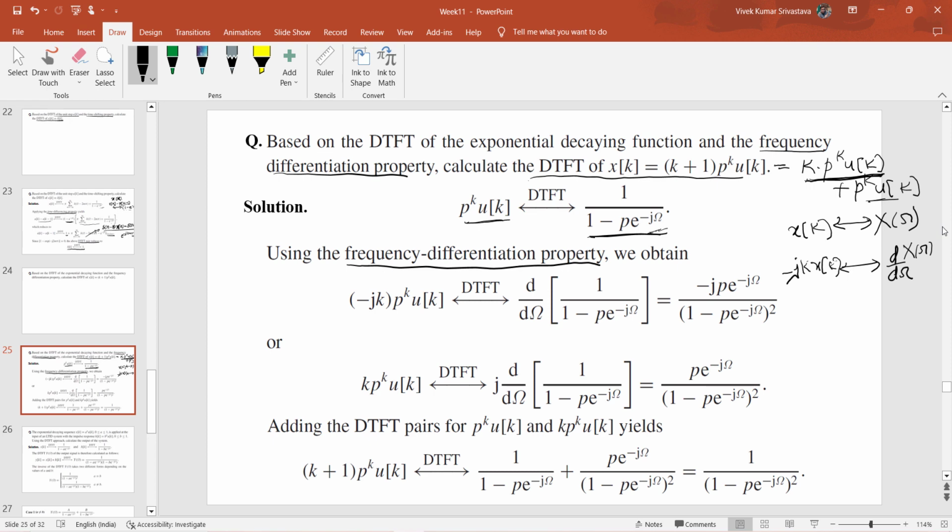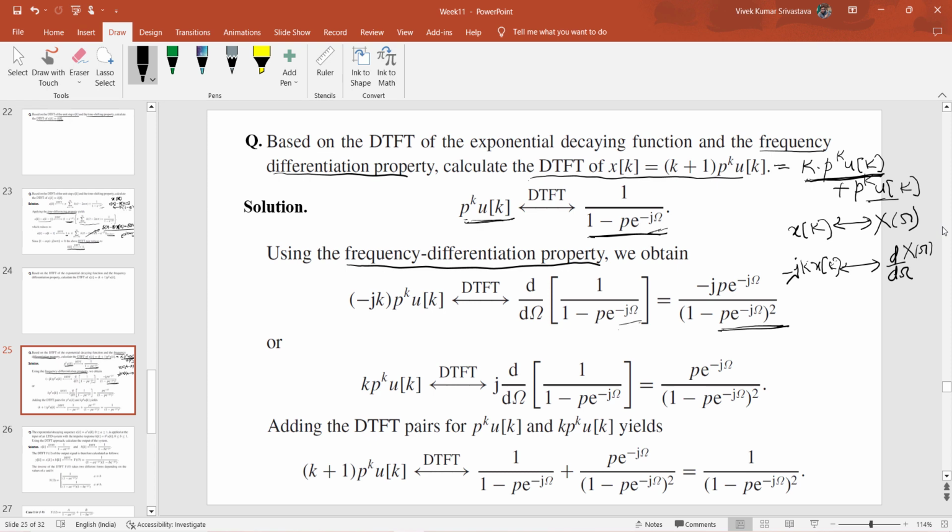Here x of k given in the problem is p raised to the power k into u of k, and we already know its discrete time Fourier transform. So minus jk into p raised to the power k u of k has the discrete time Fourier transform d by d omega of 1 over 1 minus p into e raised to the power minus j omega. You have to differentiate this function with respect to omega, and once you differentiate you will get this expression.